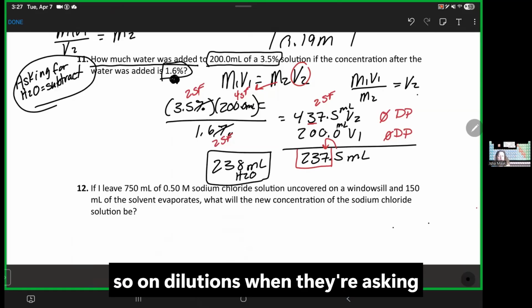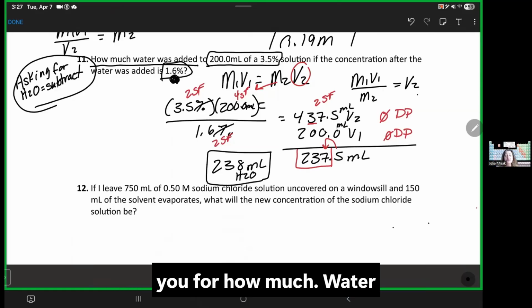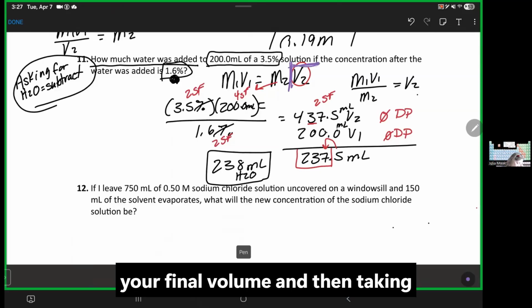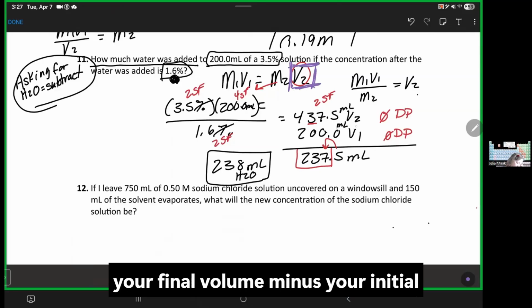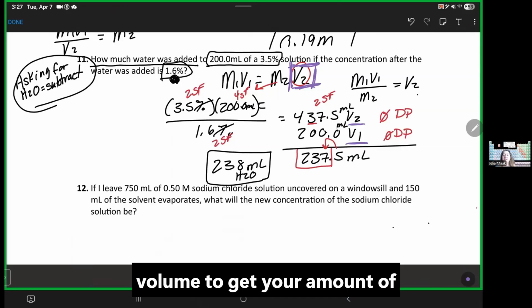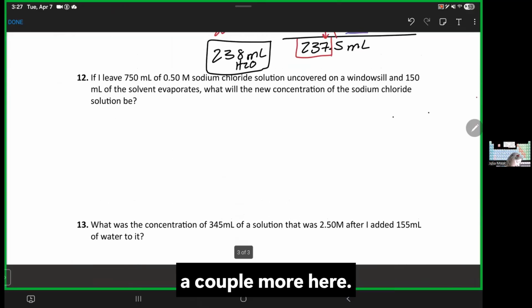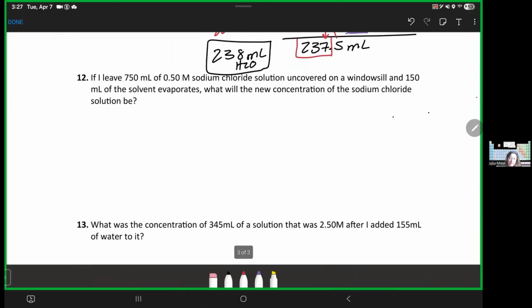Okay. So on dilutions, when they're asking you for how much water you added, you are solving for your final volume and then taking your final volume minus your initial volume to get your amount of water. Okay, so we've only got a couple more here.